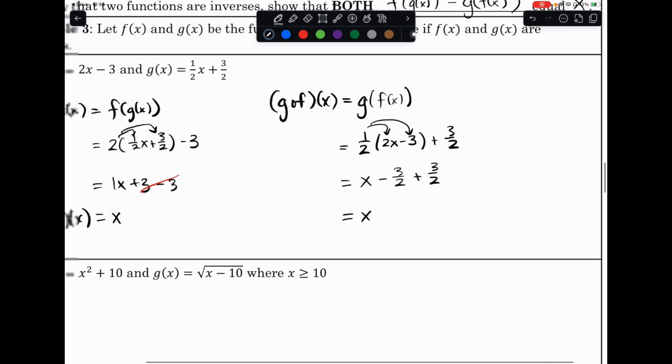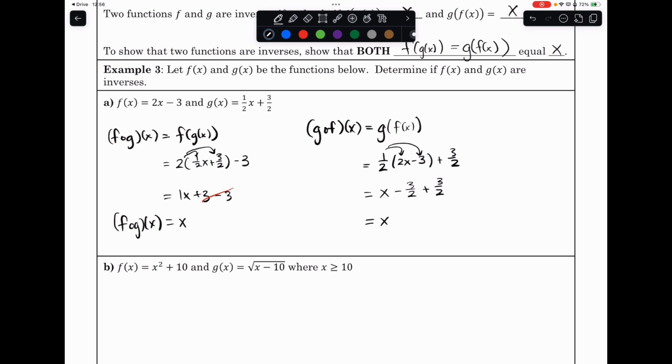We have shown that when we do the composition of f of g and g of f, they both give us the value of x. So that means that g is equal to the inverse of f, or f is equal to the inverse of g. In other words, they're inverses of each other, whether we think about g as the inverse of f, or we think about f as the inverse of g.